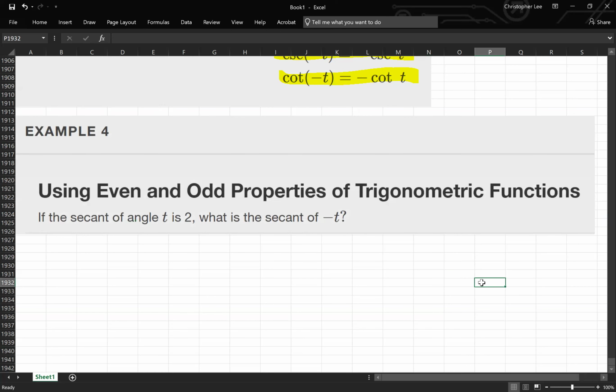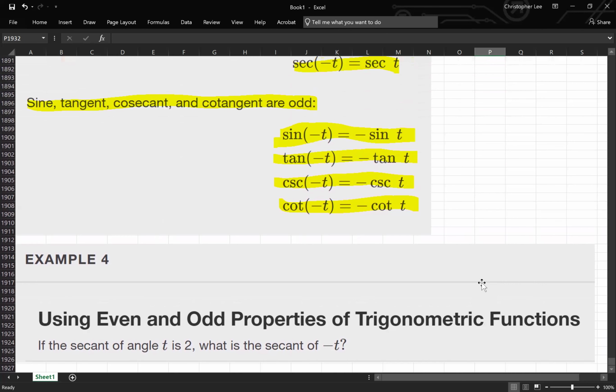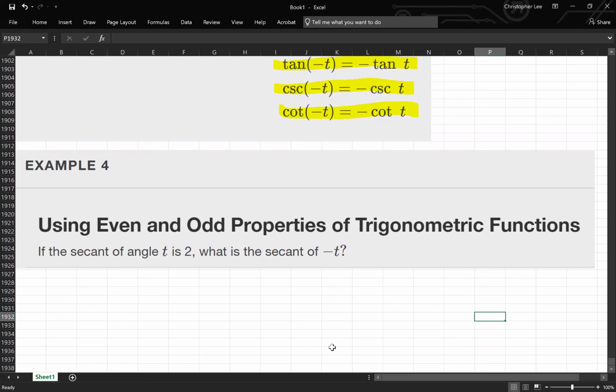So using even and odd properties of trigonometric functions, if the secant of angle t is 2, what is the secant of negative t? Let's look up here. Secant of t is 2. So what's secant of negative t? It's also going to be 2. Why? Because it is an even function. That's simple.